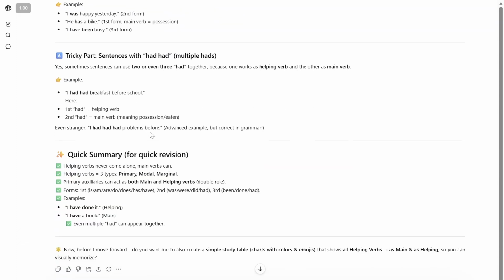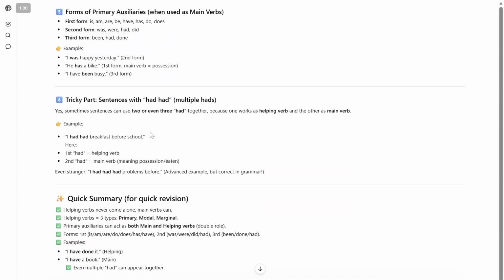Tricky part, sentences with had, multiple hads. Yes, sometimes sentences can use 2 or even 3 had together because one works as helping verb and the other as main verb. Example, I had breakfast before school. Here, first had equals helping verb, second had equals main verb, meaning possession, eaten. Even stranger, I had problems before. Advanced example, but correct in grammar.